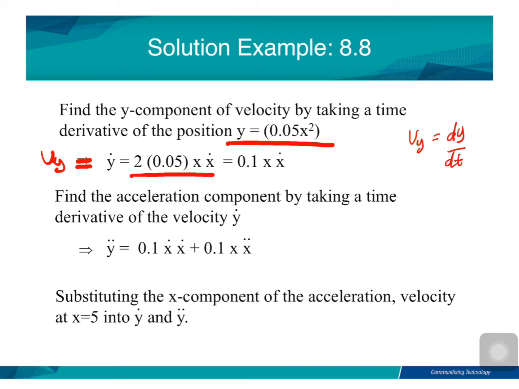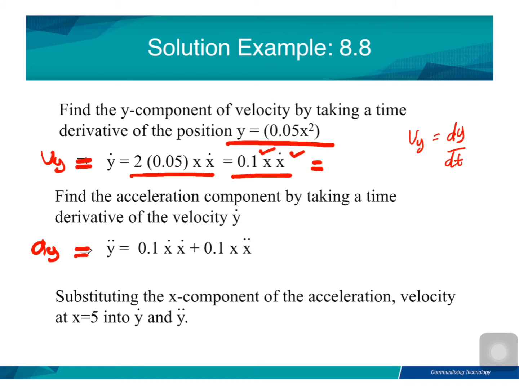You differentiate this one, so you get 2 times 0.05 and then x, which we can simplify to 0.1x times x dot. Here we use the chain rule because our position depends on time, so you must remember how to use the chain rule. So here we have determined Vy, which is 0.1x x dot. Now you can substitute x, which is given. You already know x dot, and x from the equation.